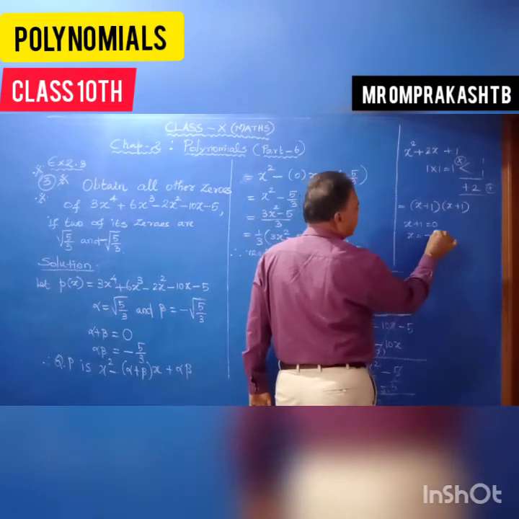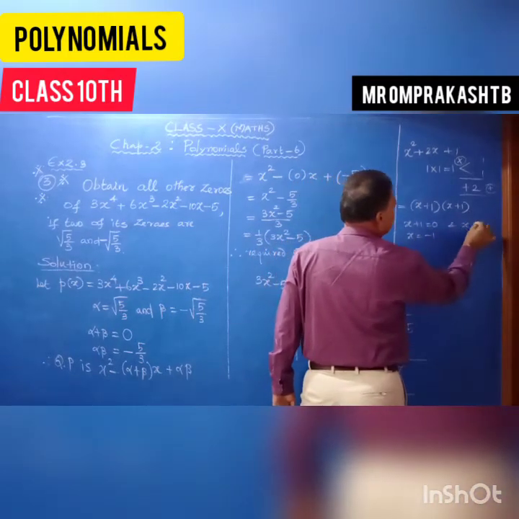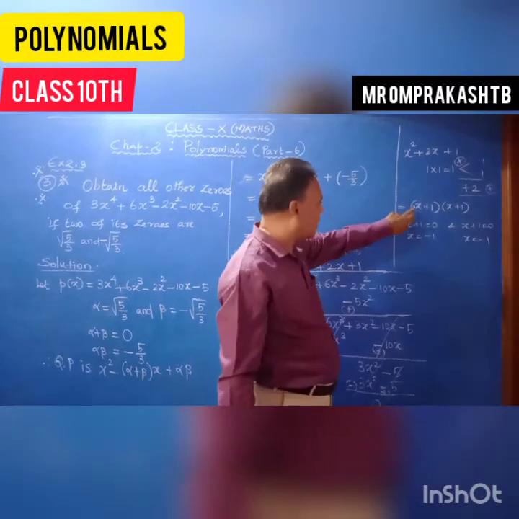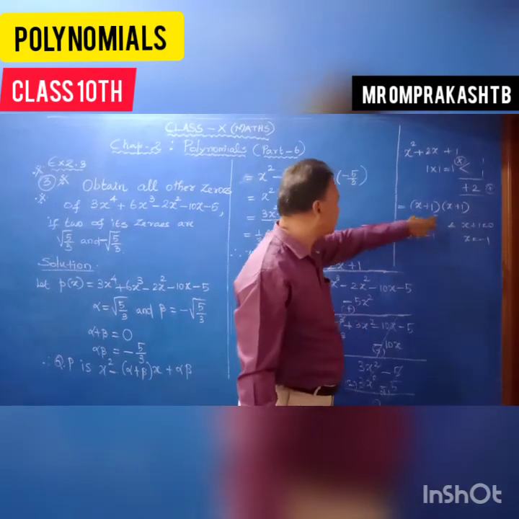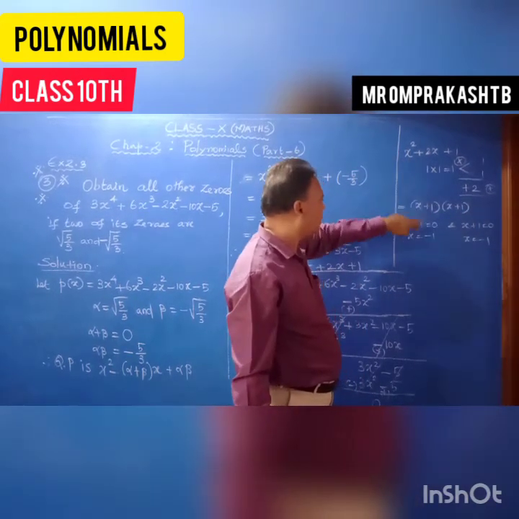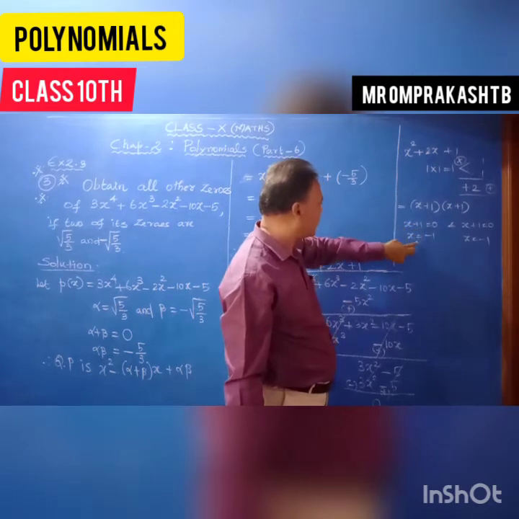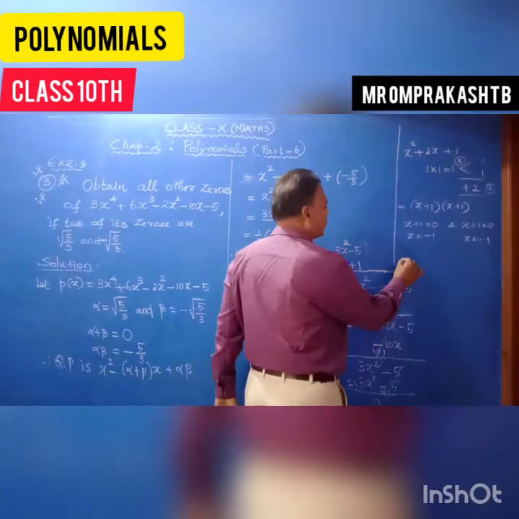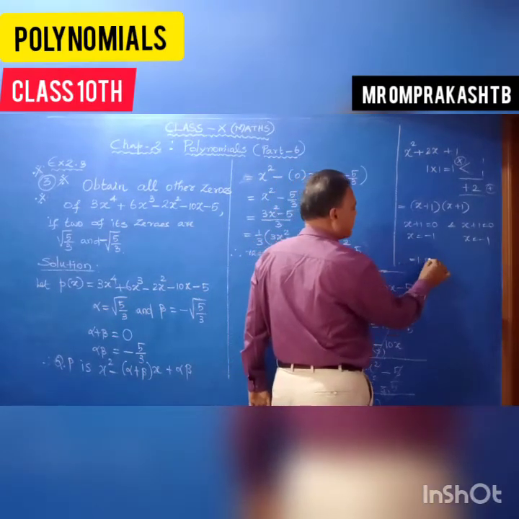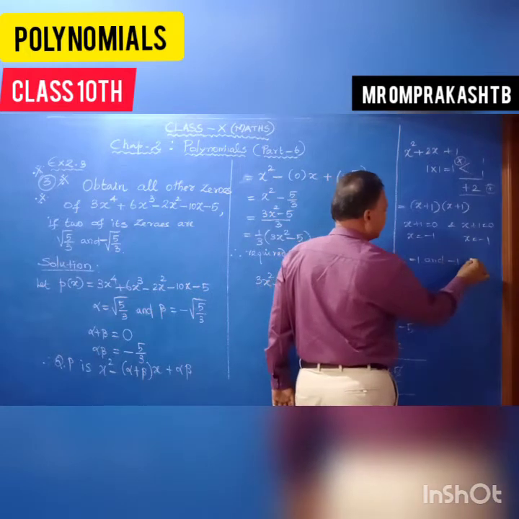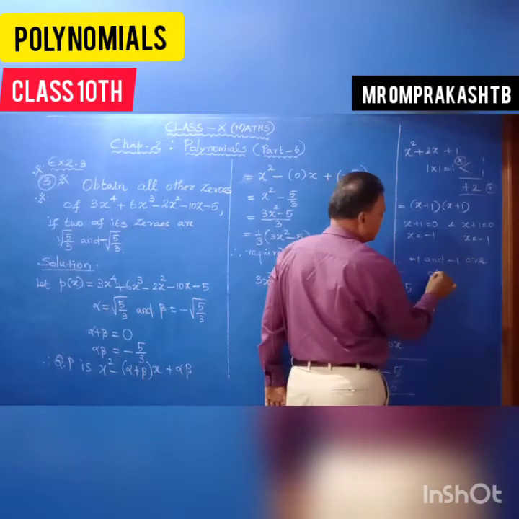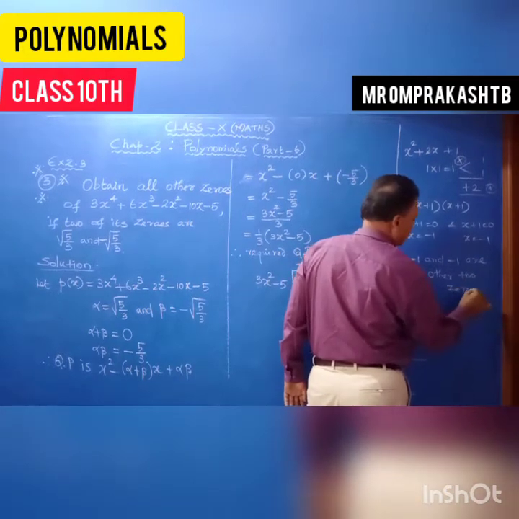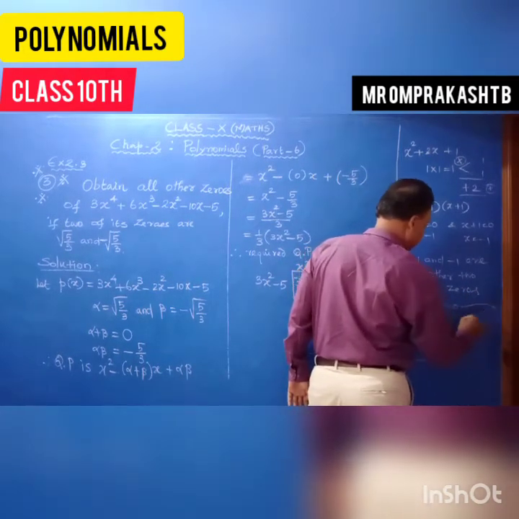Therefore x is equal to what? Minus 1. And x plus 1 equal to 0, x is equal to minus 1. Clear? To find out the other two zeros, this polynomial you make it as 0. So this factor make 0 means x is equal to minus 1. This factor you make 0 means x is equal to minus 1. Therefore minus 1 and minus 1 are the other two zeros. That's all.